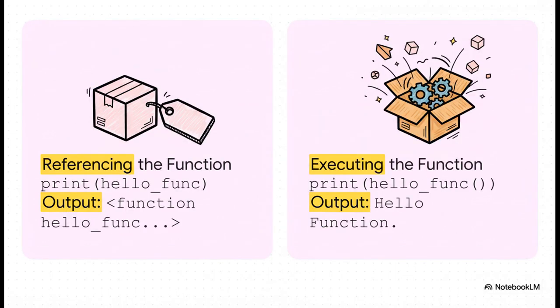Now pay close attention to this one, because this trips up everybody when they're first starting out. If you print the function's name without the parentheses, Python just tells you what it is. It's a function object just sitting there in memory. To actually run the code inside and get the value back, you have to add the parentheses. That's the signal to execute it.